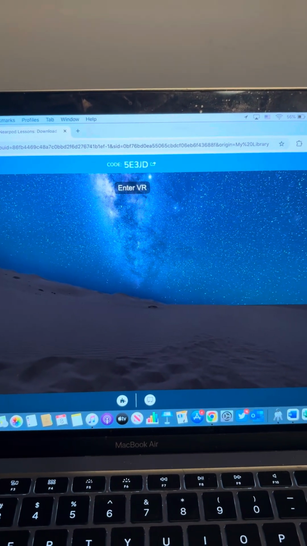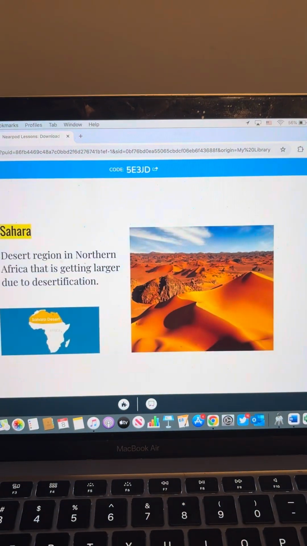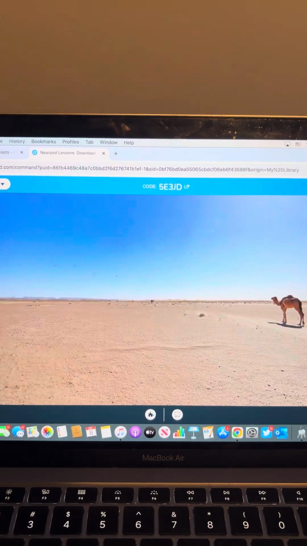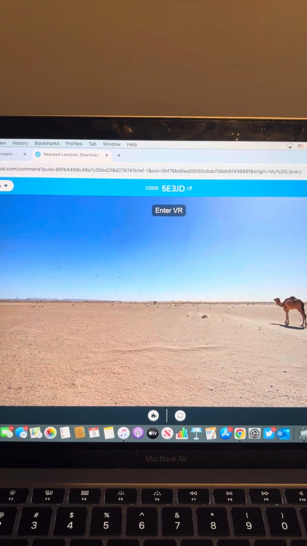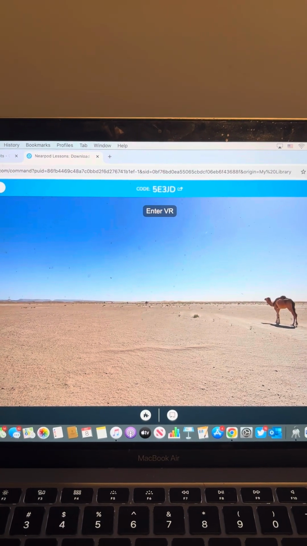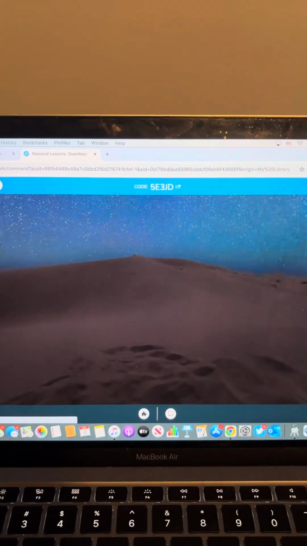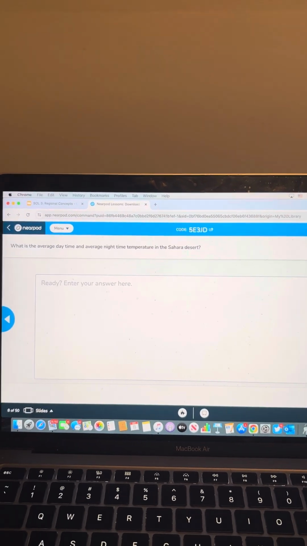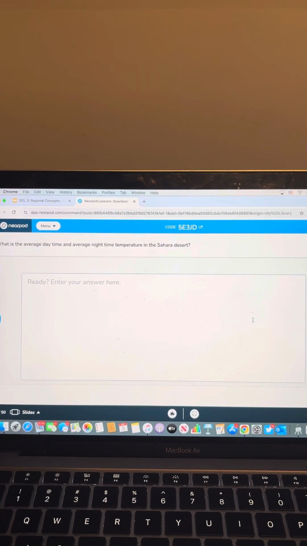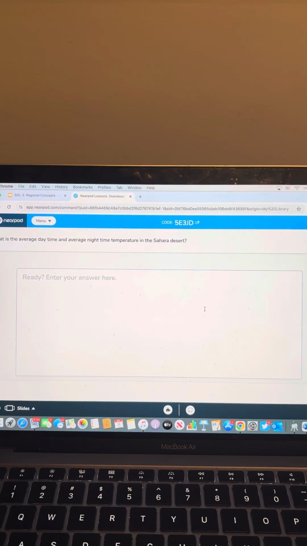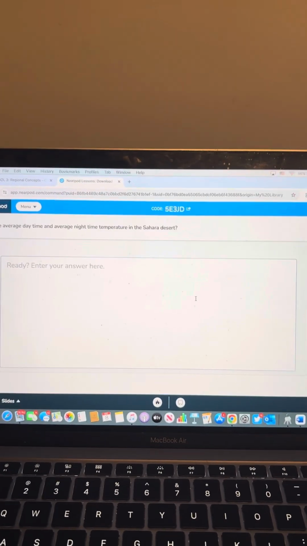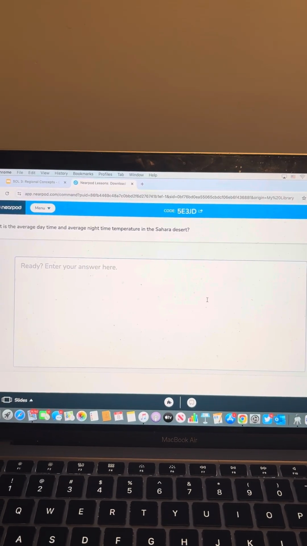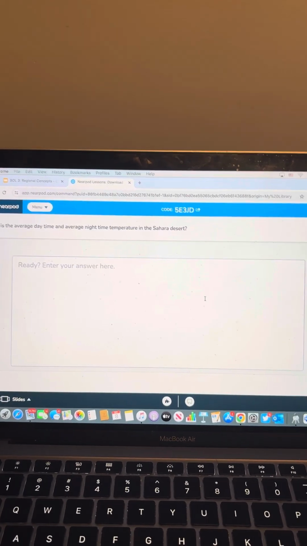Again, I would make sure that the students held on the slide while I was talking, because I think this could easily turn into a distraction as they wander around looking at virtual reality. So managing the classroom is really important to monitor during that. There's also a short answer segment right here: what is the average daytime and average nighttime temperature in the Sahara Desert? Once instructed, the students would go to the short answer slide for the Sahara Desert and be able to answer it.